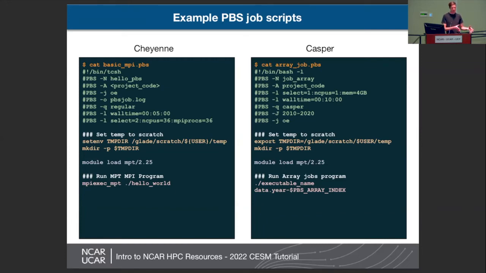There's regular, and then there's a premium queue, which is more expensive, but your job will get through the system faster. Then there's an economy queue that when you don't have allocation, things can still run there, but it takes longer for them to run.